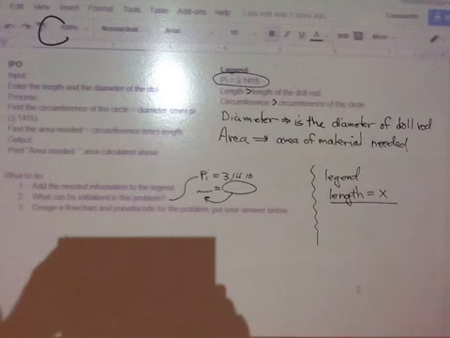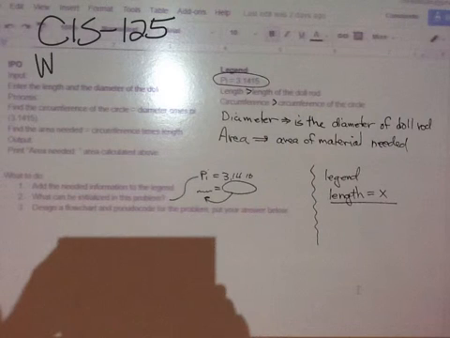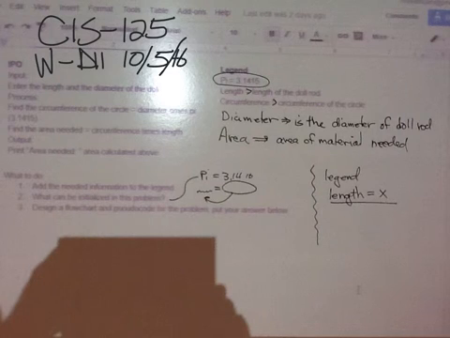Okay, this is CIS-125, and this was Wednesday, day 11, October 5th, 10/5/16. We did a number of things: we reviewed from the quiz, we did the quiz review, and a number of other things leading into conditional. So first of all, this was the problem from the quiz.